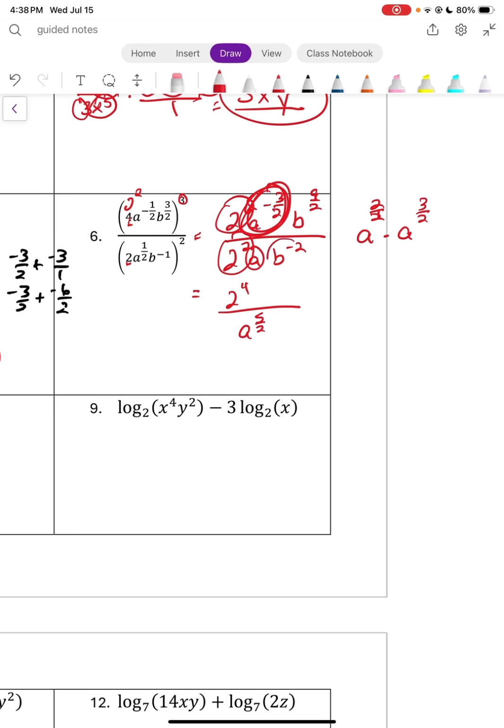Same thing here. I'm going to put this b to the negative 2 on top. You have b to the 9/2 already up there. You're going to multiply it by b to the 2nd. I'm going to go ahead and write that as 4 over 2. I went ahead and found a common denominator. So on top, you have b to the 13/2. And I'd probably go ahead and multiply this out and leave my final answer as 16 b to the 13/2 over a to the 5/2.